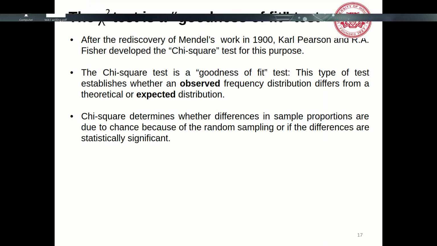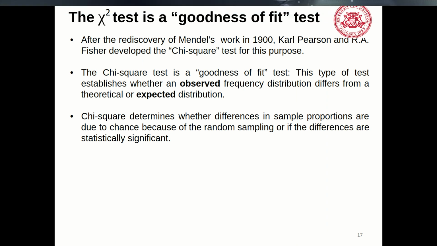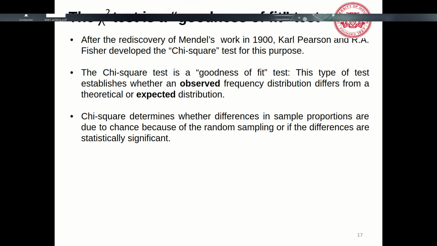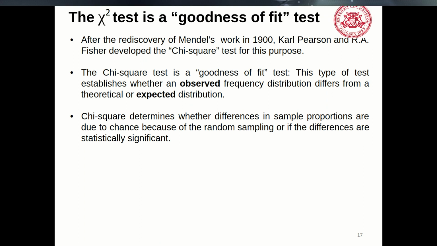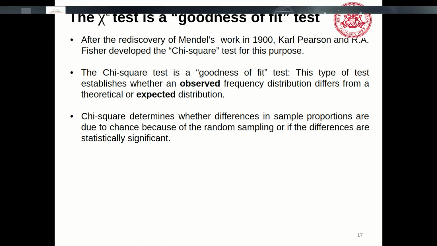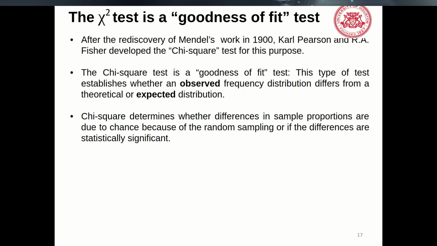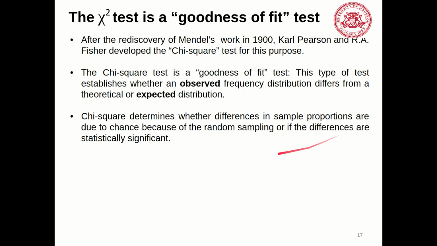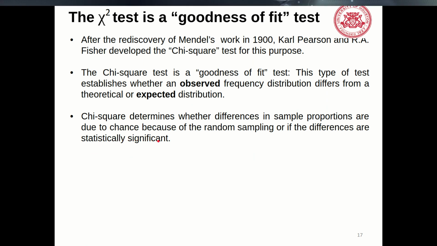It only compares two groups, usually a global population or a large population, and then a sample. And that's really all you can do with chi-square. It's not meant to do much more than that. And that's what it's saying: differences between sample proportions are due to chance or from random sampling.